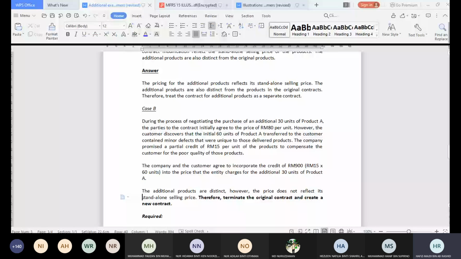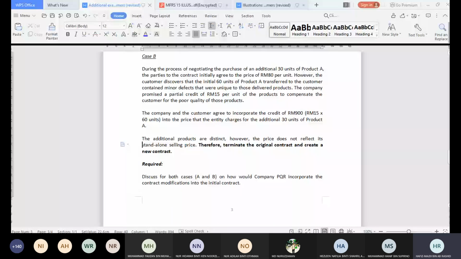Okay, so that is an example of terminating the original contracts and creating a new contract. The case is because the price for the additional contract does not reflect a stand-alone selling price.